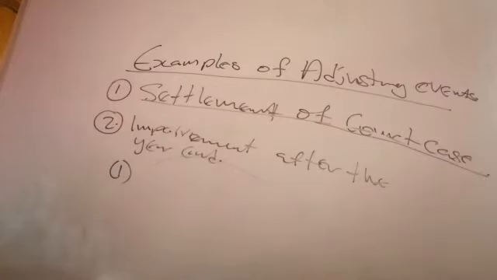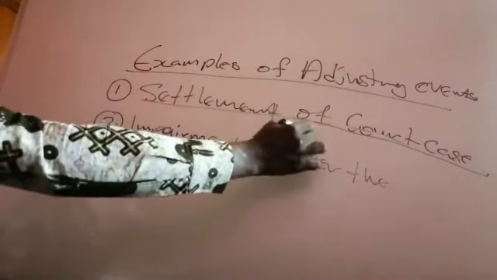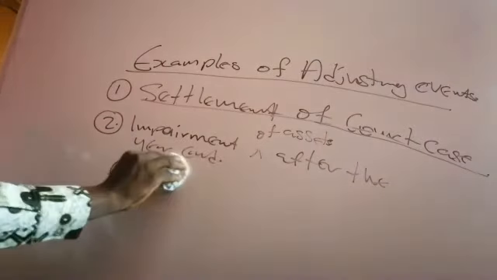Said impairment of assets. Good. It said impairment. So impairment of assets. We didn't specify whether current assets or non-current assets. Example, include what? Include receivable.